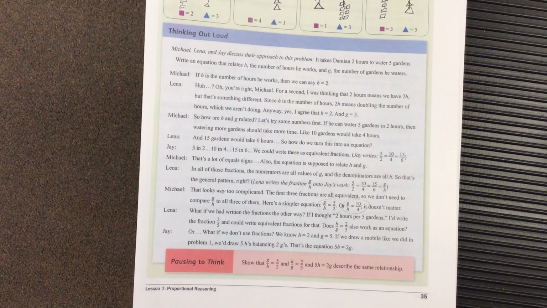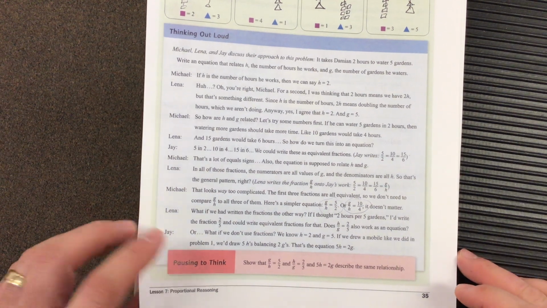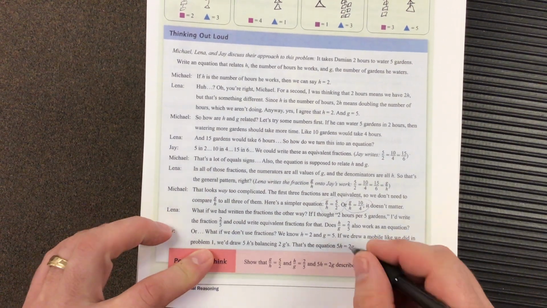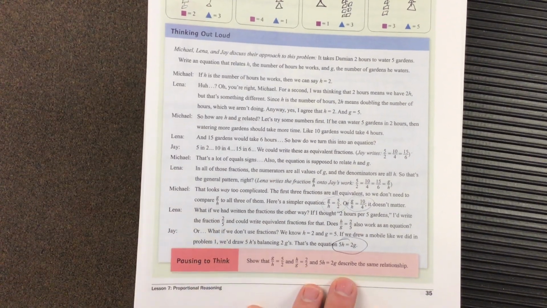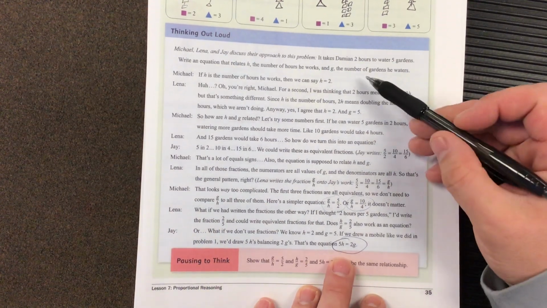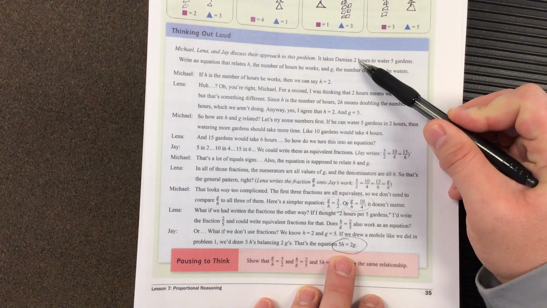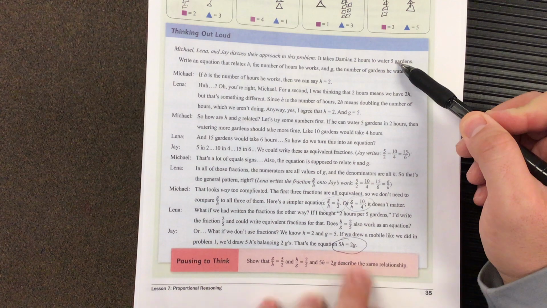Or Jay says, what if we don't use fractions at all, which is what we're going to get into today? The equation would be 5h equals 2g. Now, why is that? Well, what's 5 times 2? 10. And 2 times 5? 10. Yeah, so they are equal on both sides. So just make both sides equal. Next page.